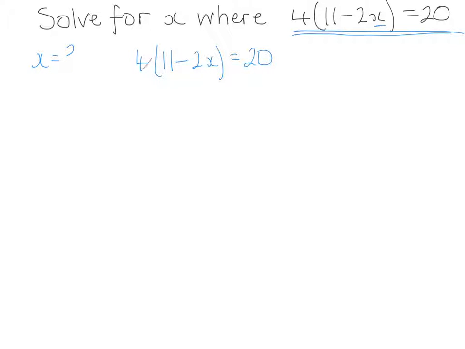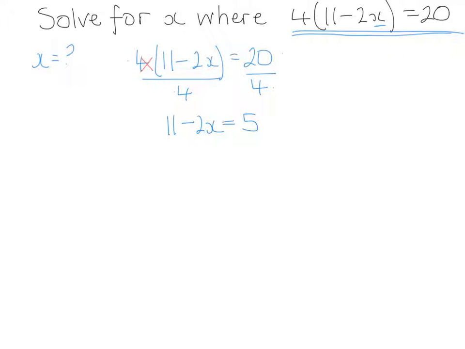Now between the 4 and this bracket is a times. The opposite of a times is a divide. So I'll divide both sides by 4. So times by 4 and divide by 4, they cancel out and leave just 11 minus 2x on this side here. Now 20 divided by 4 is 5.